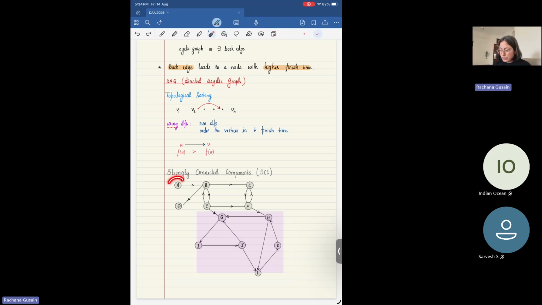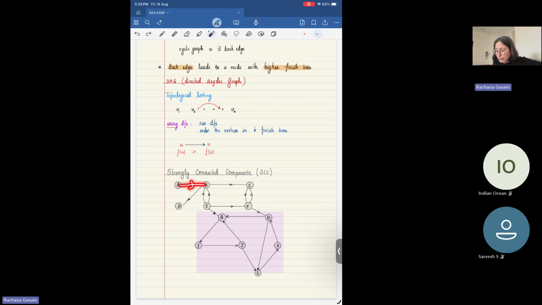What about the vertex A? If I pick any single vertex in the graph, that is already strongly connected, right? Trivially, it is strongly connected because there is just one vertex. So A in itself is strongly connected, but is it a strongly connected component? Meaning, can I add more vertices to this subgraph and still have the strongly connected property? Yes, I cannot extend it any further.